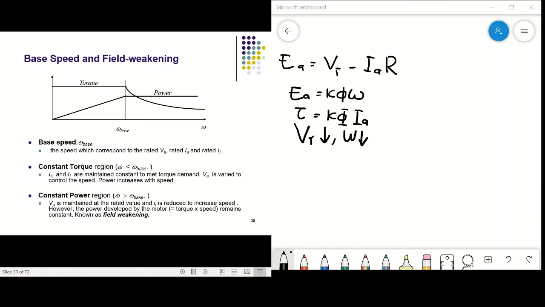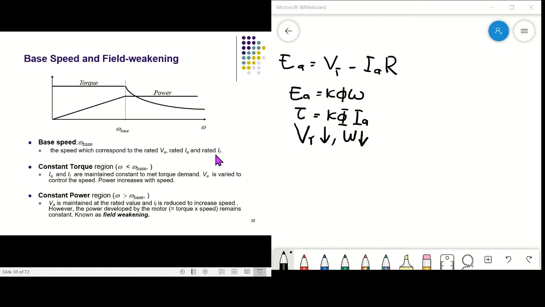Okay, base speed and field weakening. Okay, this is the base speed, below base speed and above base speed. What is the base speed? The speed which corresponds to the rated VA, rated IA and rated IF.